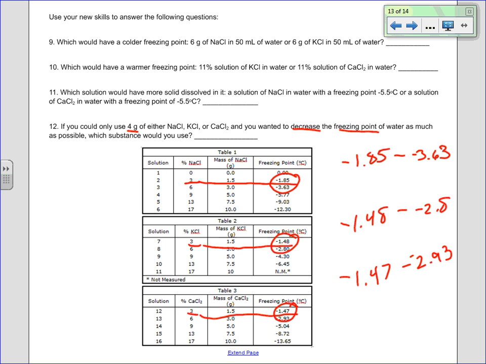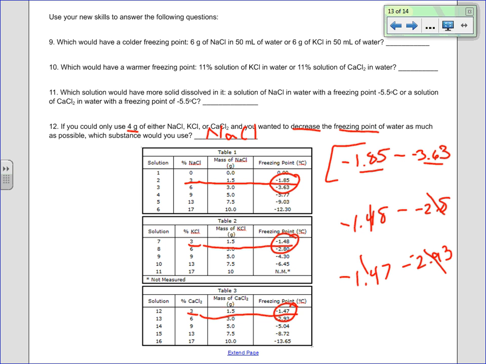You'll notice that the range for the first one is always colder than any of the other ones. Because even at the start, negative 1.85 is colder than our other two options. And at the end, negative 3.63 is colder than the end options of either of the two. Which means the one to get the coldest temperature in the end would be NaCl.